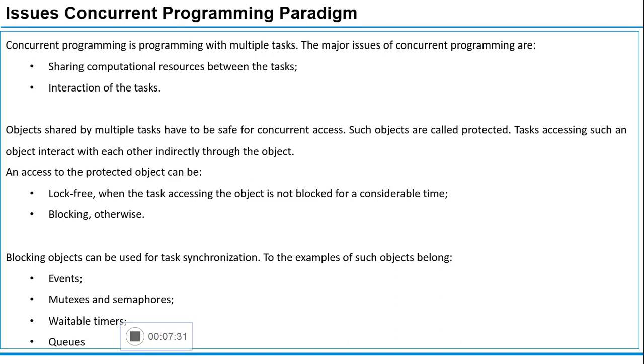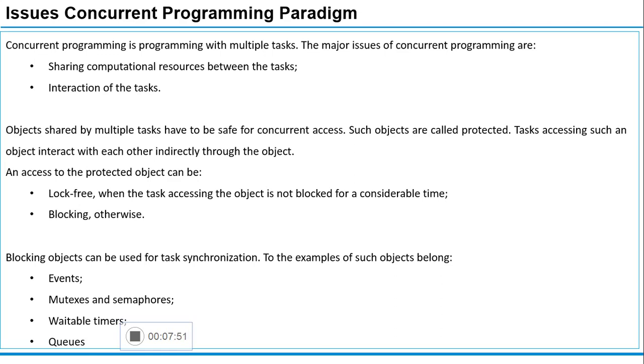And access to the protected object can be lock free, which means that when a process wants to access the resource, it checks whether the resource is available. If it is available, it can acquire the resource and lock it so that others cannot access it. In case the resource is in locked mode, it can keep checking until the resource is available.